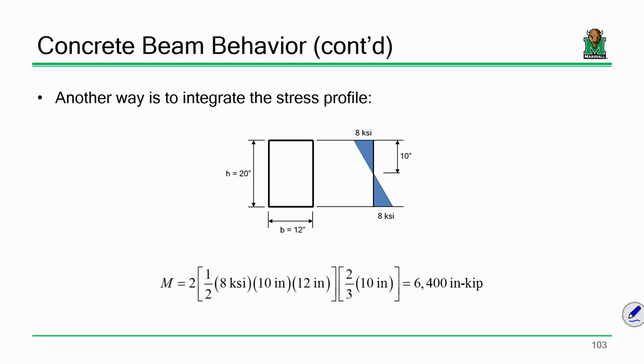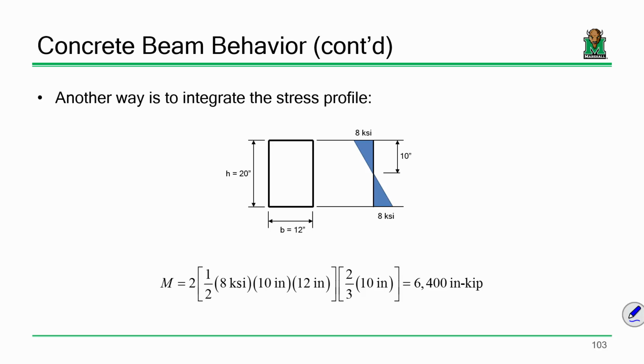Now, how do we calculate moments? We need a force times a moment arm. What is the distance from here to the centroid of that triangle? 2/3 of 10 inches. Everybody okay with that? So that's the moment contribution from this triangle. Now, what about this lower one? Is it going to be any different? So that's where that 2's coming from.